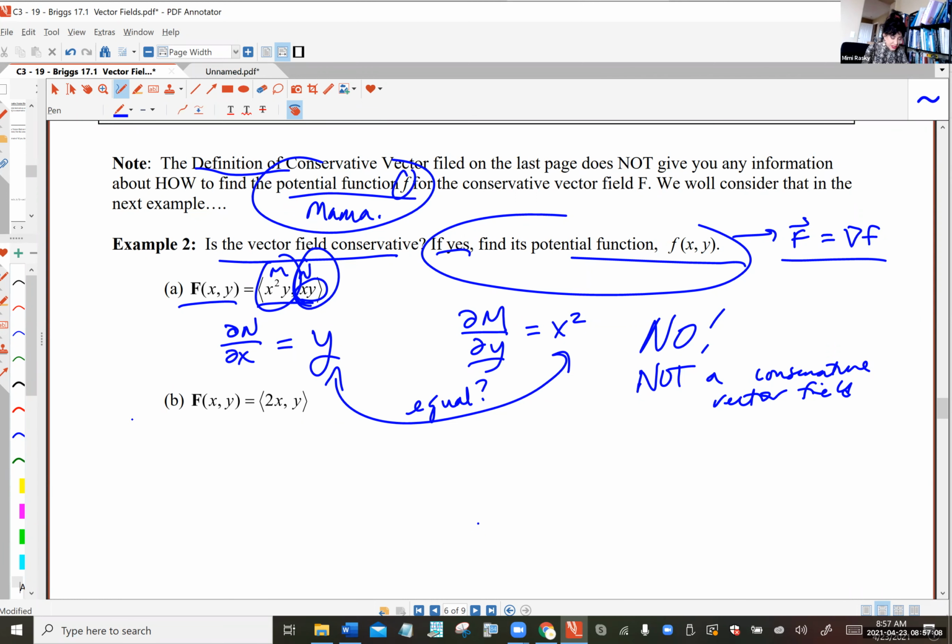Okay, here's another vector field. Letter B. Here's M and here's N. Let's do it backwards now. Let's get dM/dy first. What is the derivative of 2x with respect to y?